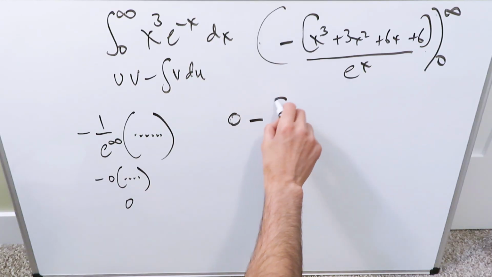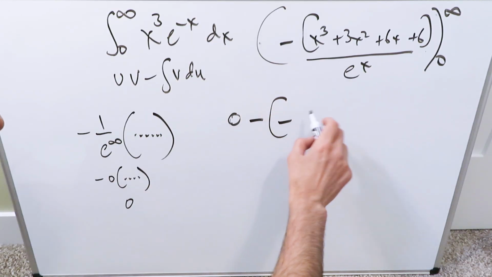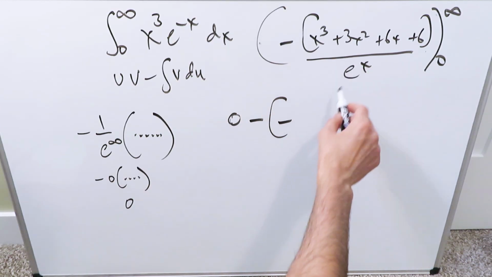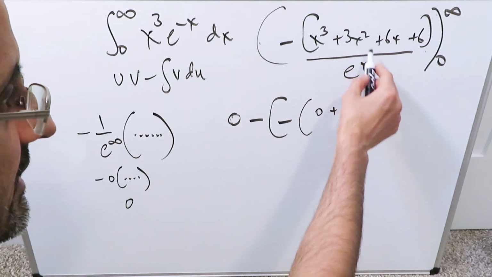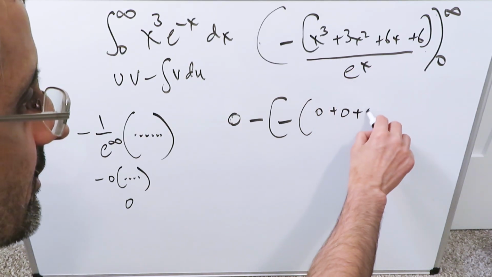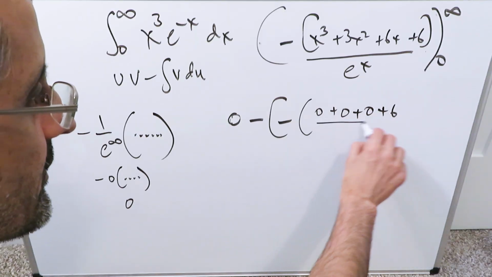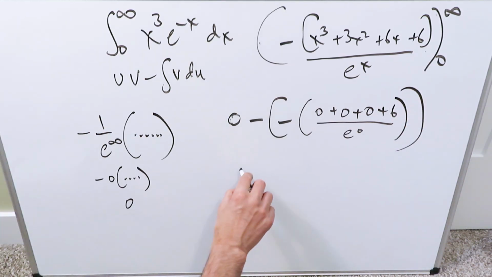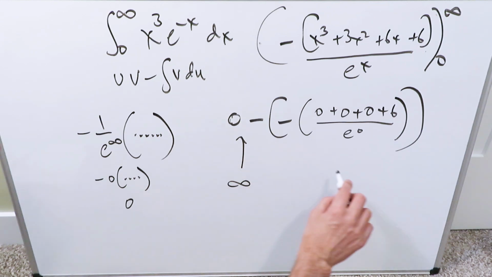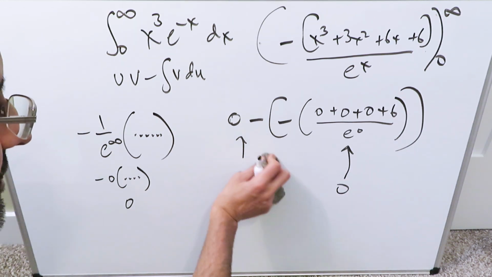Then you have a minus. Then you're looking at this minus, and now you're putting a 0 in places of everything. When you put 0 in places of everything, you have a 0 cubed plus 3 times 0, which is 0, plus 6 times 0, plus 6 divided by e to the power 0. This right here is with the second limit. This right here was with the infinity coming in, you zeroed out. This right here is with the 0 coming in. And now you have to take this to completion.